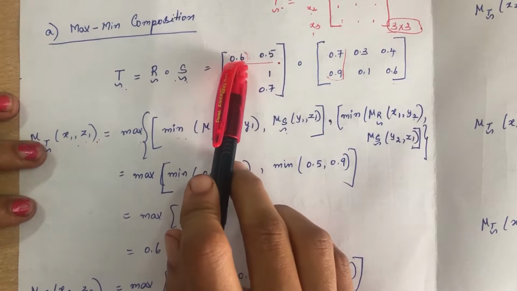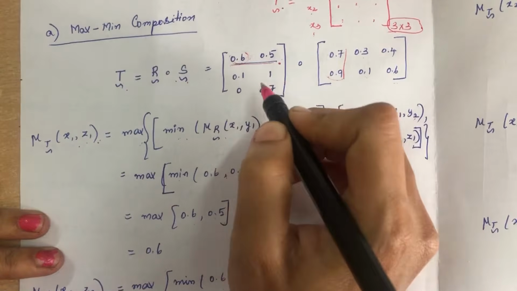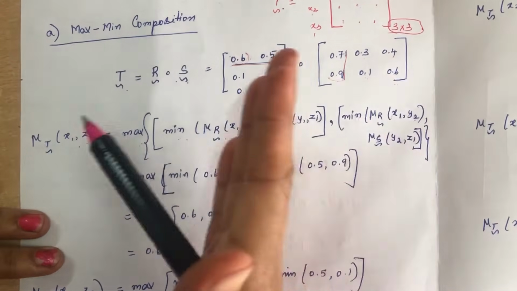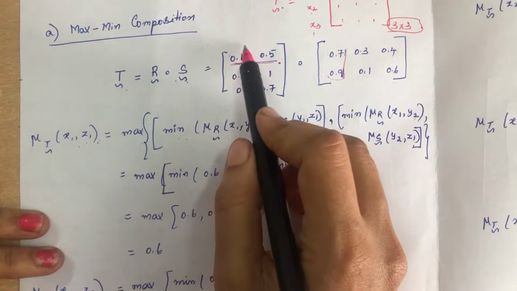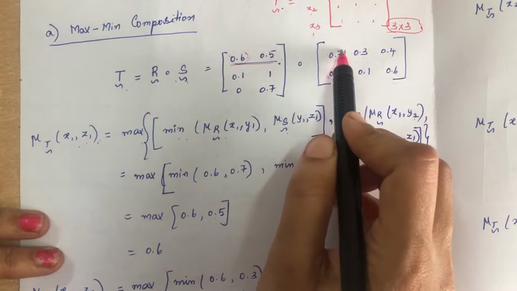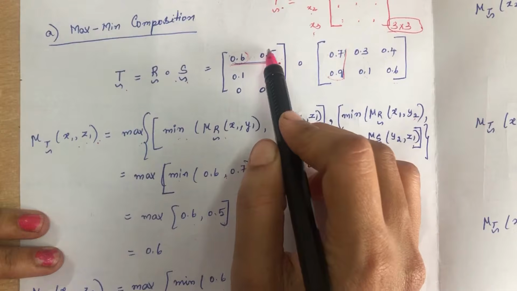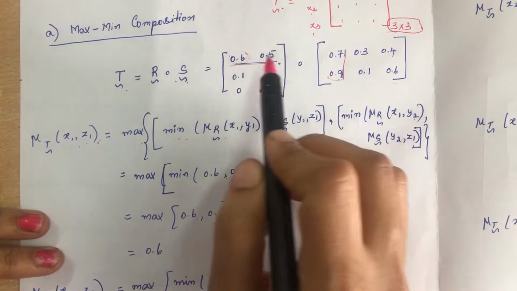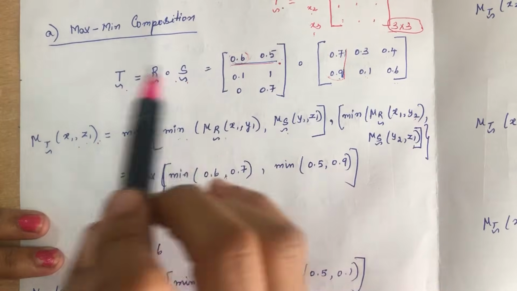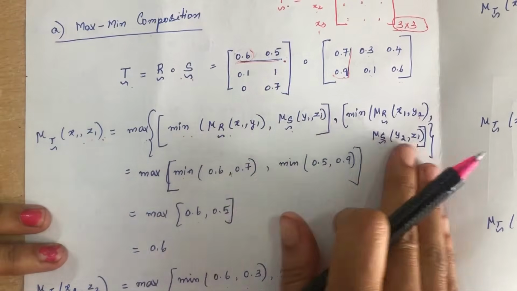First, coming to 0.6, 0.5, this is similar to how we do multiplication. We take the first row and the first column of the second matrix and multiply. Usually in multiplication we multiply, but here we find the minimum of the membership values of 0.6 and 0.7, and the minimum of the membership values of 0.5 and 0.9. Among these minimum values, we find the maximum. This is what we do in max min. We will use this formula and solve it.